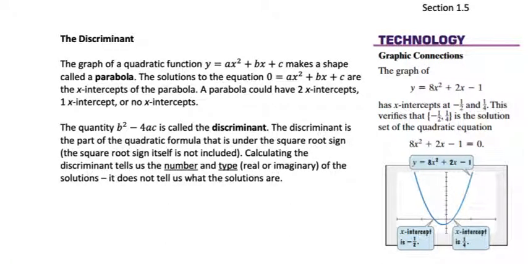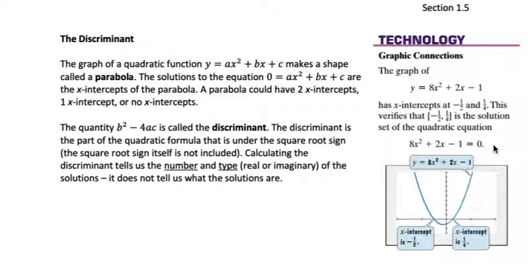In this video for section 1.5, we're going to talk about the discriminant. When we have the graph of a quadratic function, y equals ax squared plus bx plus c, it makes a shape called a parabola. And the solutions to the equation 0 equals ax squared plus bx plus c are the x-intercepts of the parabola. So we've been working on solving equations in this section, but when we look at the graph, the solutions that we're finding are telling us the x-intercepts of the parabola.